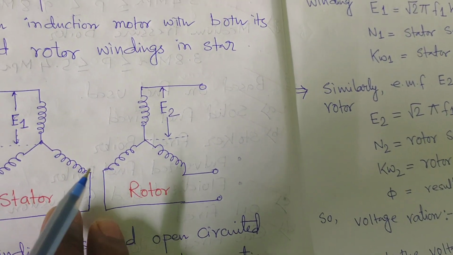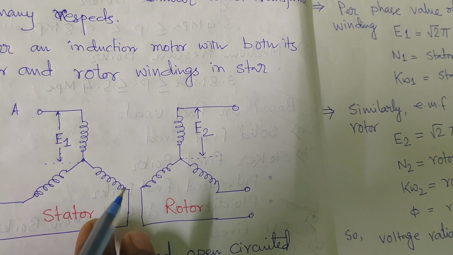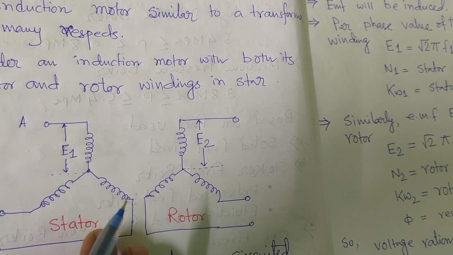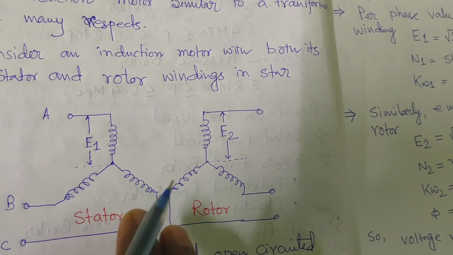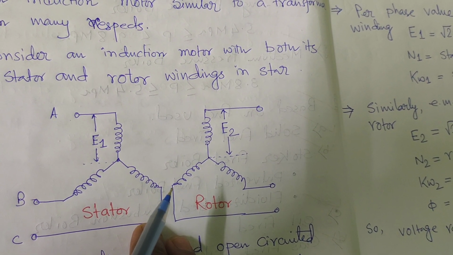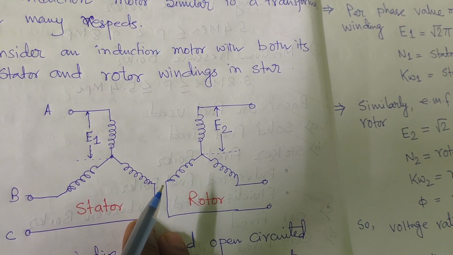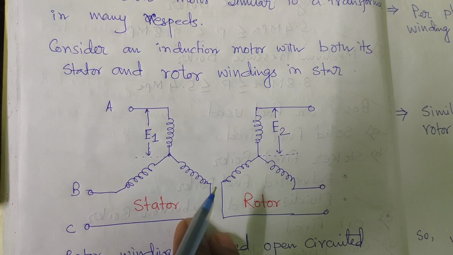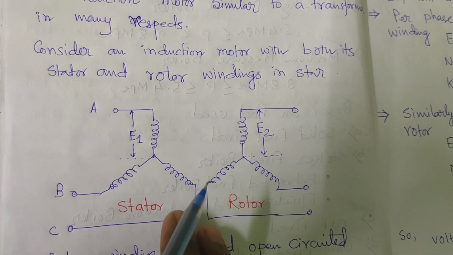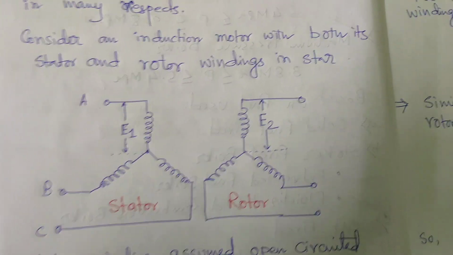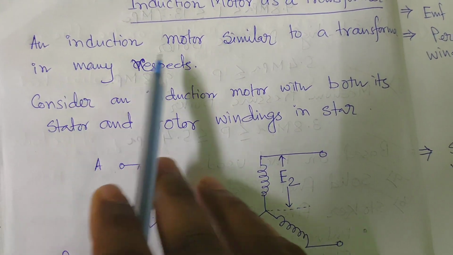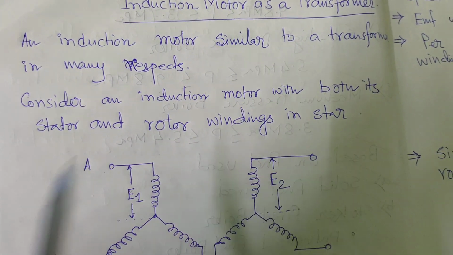Another difference between the induction motor and transformer is that the no load current in the induction motor varies from about 30 to 50% of the full load current, whereas in the transformer the no load current varies from 2% to 6% of the full load current. The mutual flux in the transformer completes its path through the low reluctance iron core, while the mutual flux in the induction motor has to cross the air gap between the stator and rotor. So transformers and induction motors have lots of similarities, and we say the induction motor is similar to the transformer in many respects.